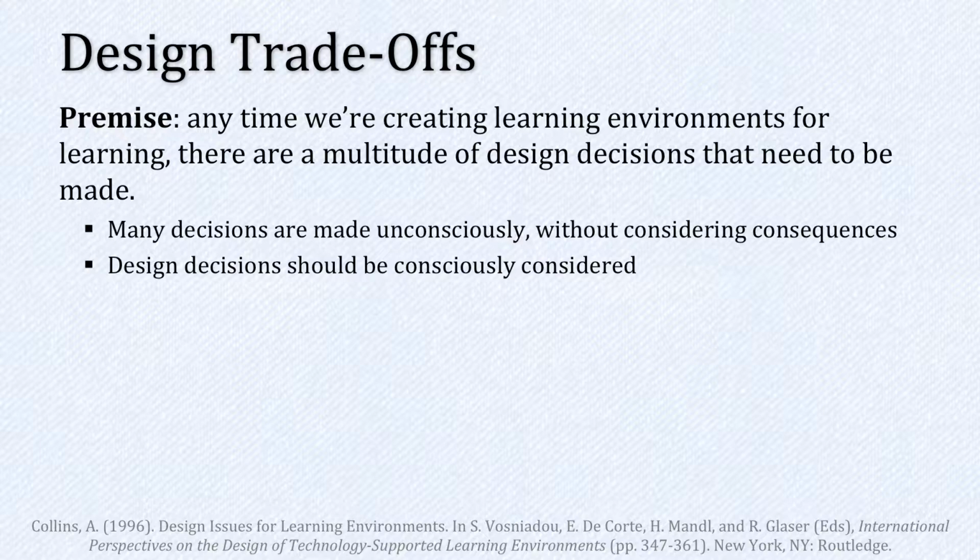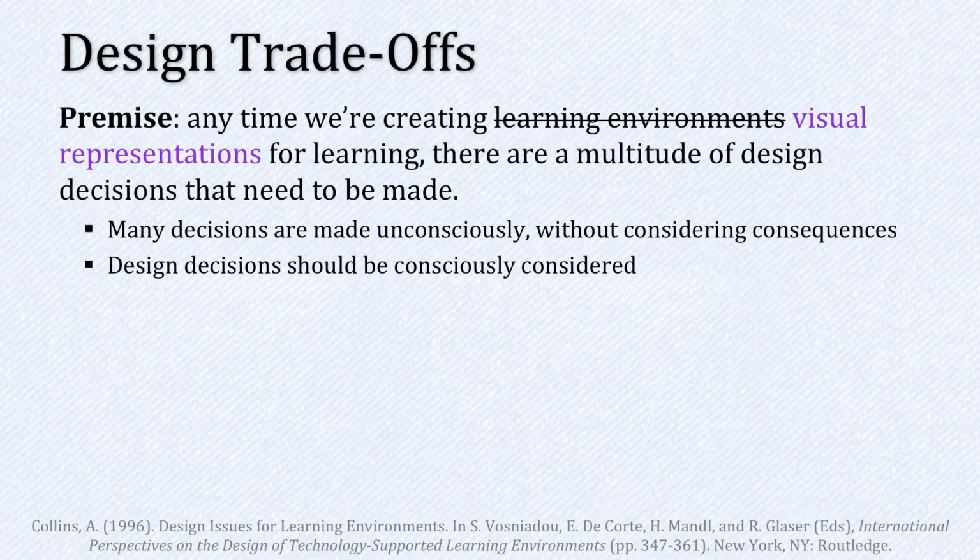Now for this course, I want to cross out the word learning environments and focus on visual representations. But the premise stays the same. Anytime we're creating visual representations for learning, there are a multitude of design decisions that need to be made. Now, Collins argues that many of those design decisions are made unconsciously, without considering the consequences or the trade-offs of those individual design decisions. And he argues that a better approach would be to consciously consider each design decision and how it's eventually going to impact learners.